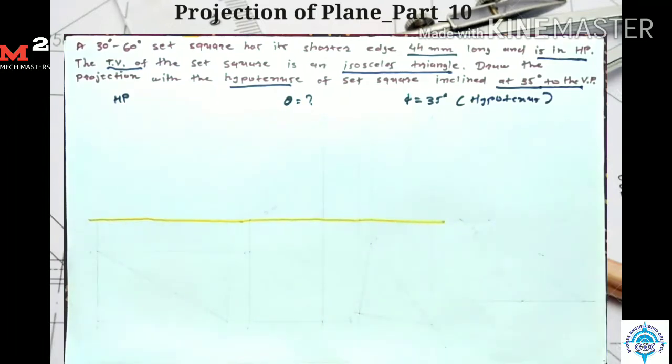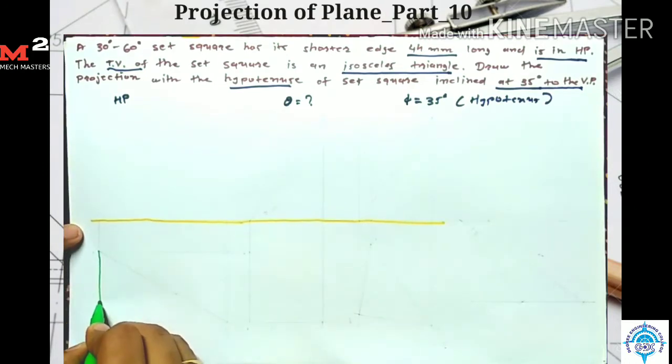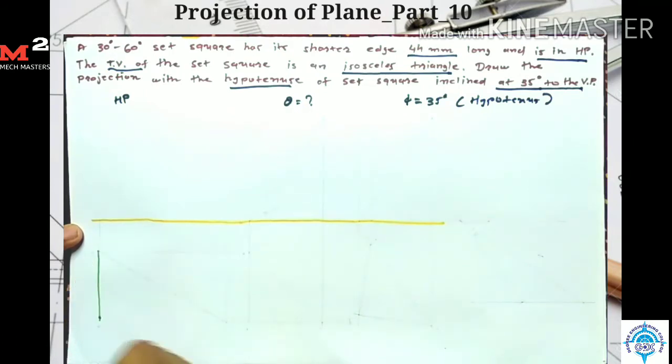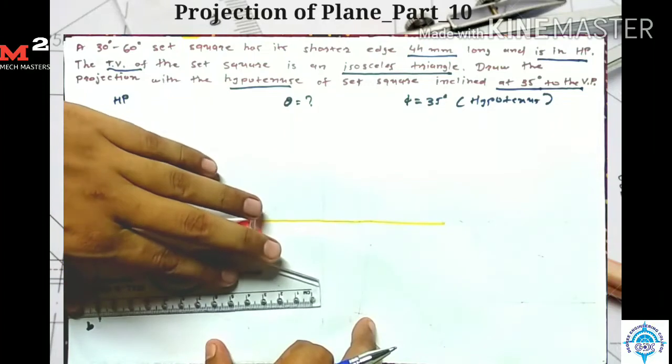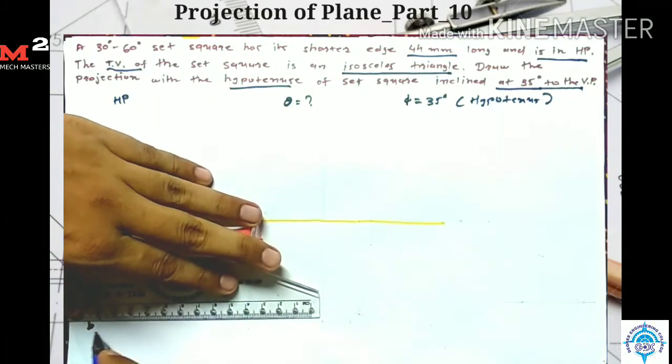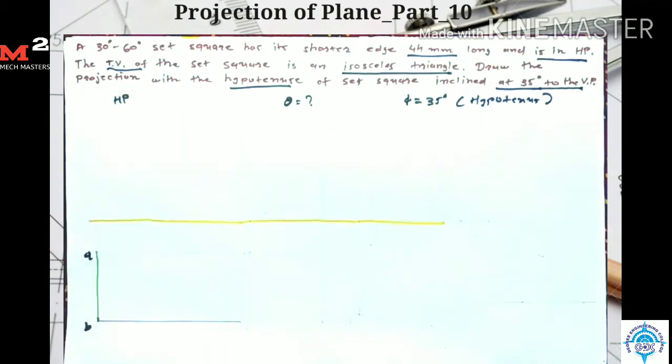Here the plane is resting on HP. So we draw the set square on the horizontal plane, resting on its shorter side. We draw the shorter side on the left hand, so I draw the shorter side here. I give the names A, B. Now I draw one perpendicular line to the side AB, because it's a set square. So I draw one perpendicular line here. This angle is 90 degree.